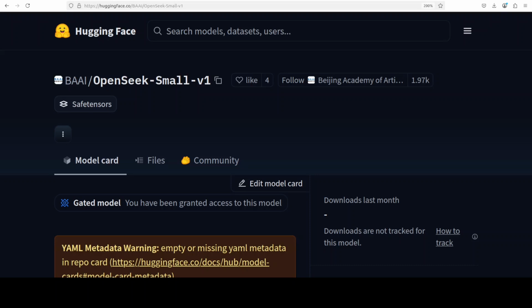Beijing Academy of AI is a private non-profit organization engaged in AI research and development, and their aim is to empower technologies to benefit people and planet. So pretty lofty goal. So let's check out what exactly this model is.